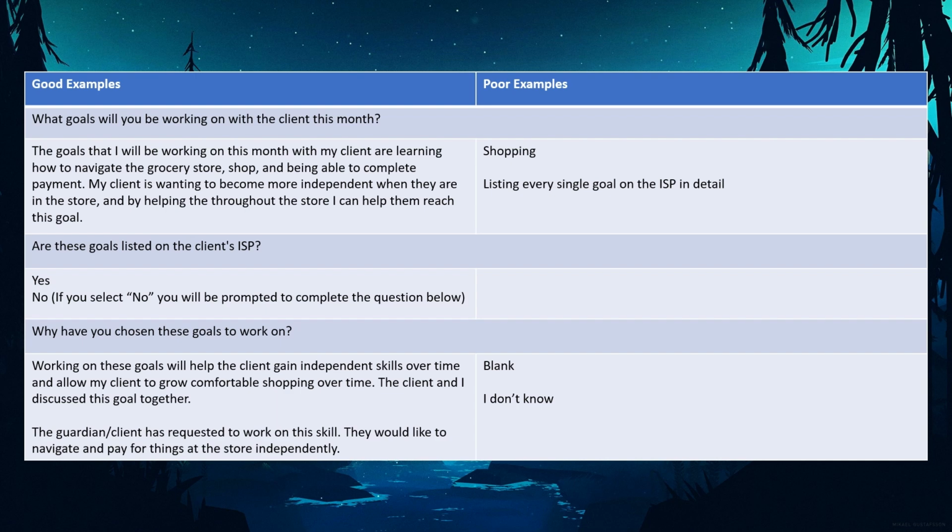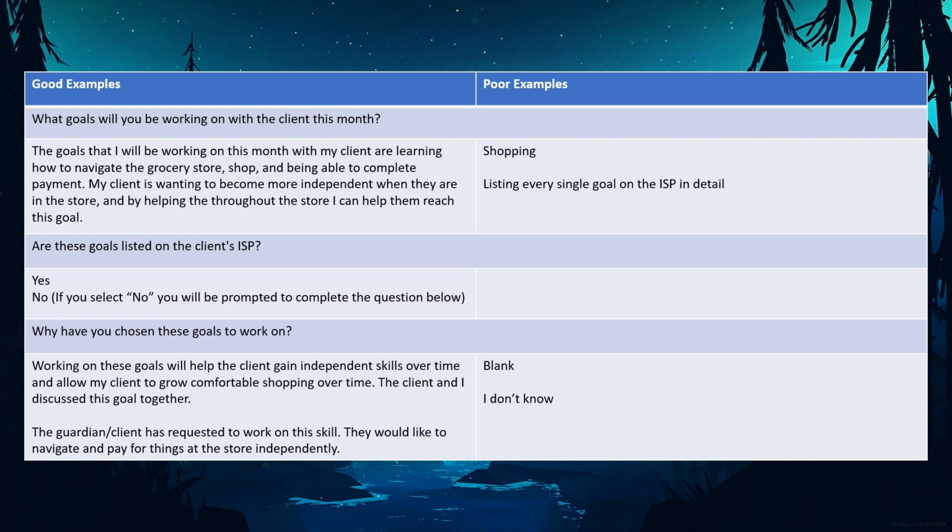Moving on to our next question, are these goals listed on the client's ISP? If you tap yes, you can just move on. If you tap no, you'll be prompted to answer the next question, which is why have you chosen these goals to work on? Looking at our good example on the left, the DSP states that they feel that working on these goals will help the client gain independence over time and allow the client to grow comfortable shopping. The client and the DSP did discuss this goal together, and there was a discussion on how this goal would be useful in helping their client improve their skills.